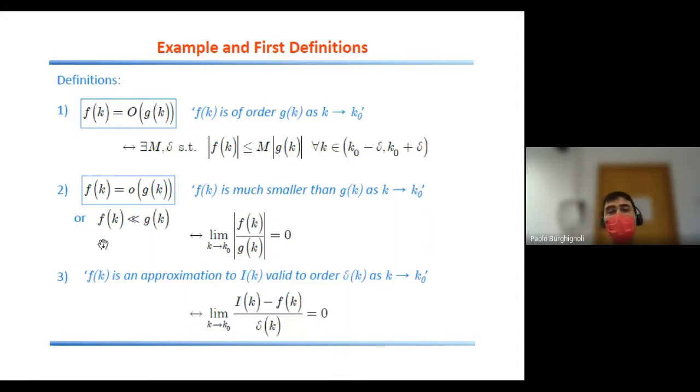Okay. Finally, we will say that f of k is an approximation to I of k valid to order delta of k, again in the limit when k tends to k0, when the limit of the ratio between the difference of the function I and the function f, which are respectively the function you are wishing to approximate and the approximating function, well, the ratio between that difference and delta of k tends to 0. So the difference is faster in going to 0 than delta. Then in that case, we say that this approximation is valid to order delta. Okay.